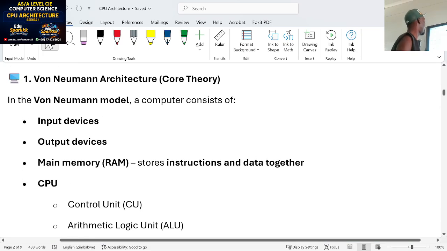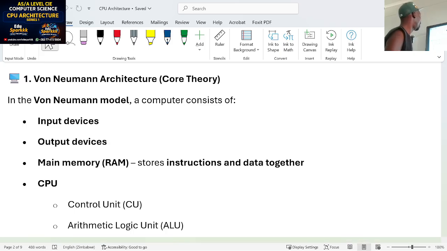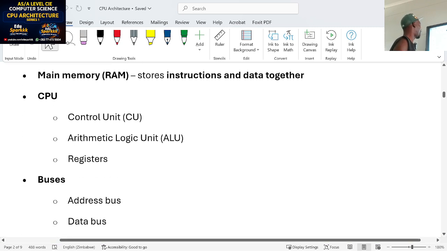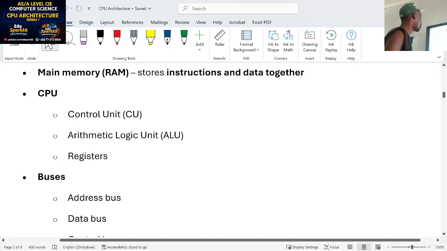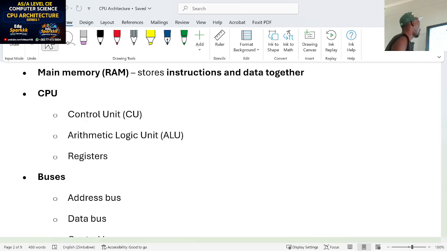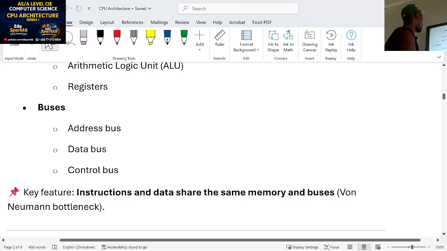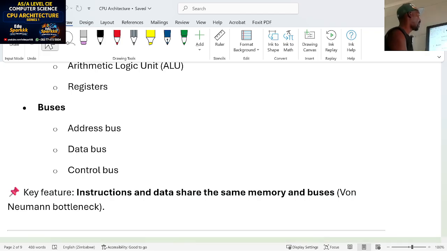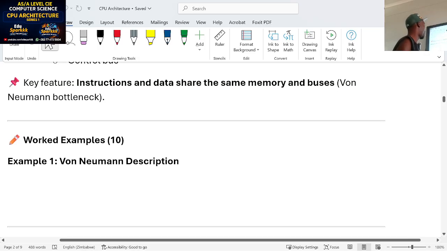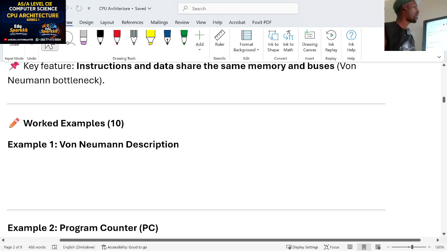Let's have a look at the core theory behind the von Neumann architecture. Well, in this architecture, we look into input and output devices, also the main memory, which stores instructions and data together. We also have the CPU, where we have control unit, arithmetic logic unit, where computations are performed, also registers, and we have buses: address bus, data bus, control bus. Now, one important feature to note about the von Neumann architecture is instructions and data share the same memory and buses. This leads to a concept that is known as the von Neumann bottleneck.